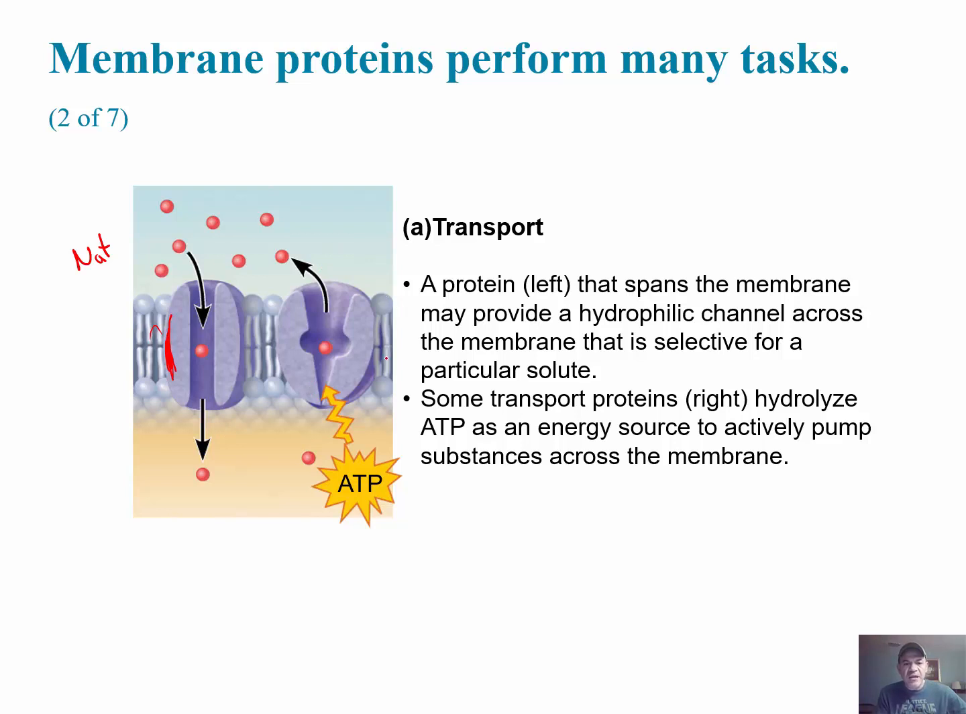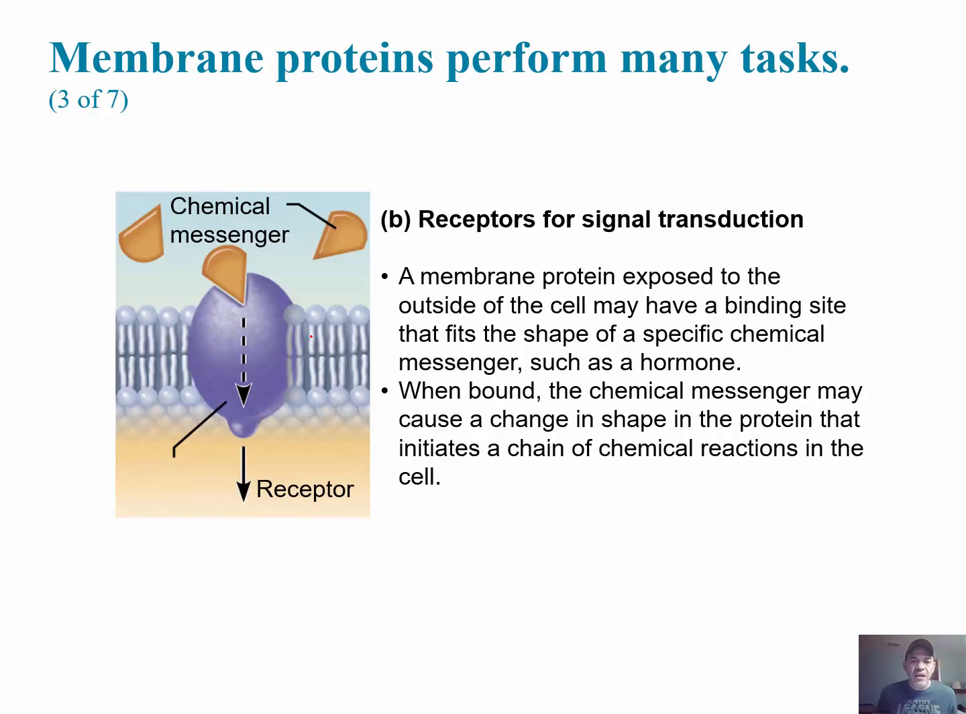Others, like the one on the right, form an actively transporting membrane protein, and this would require energy to move particles through the membrane. Usually this is moving particles from lower concentration to higher concentration, which is an active process that we'll see later. And then we have some that act as receptor proteins, and that's to transduce information inside, or to pass that information along. So that's called signal transduction.